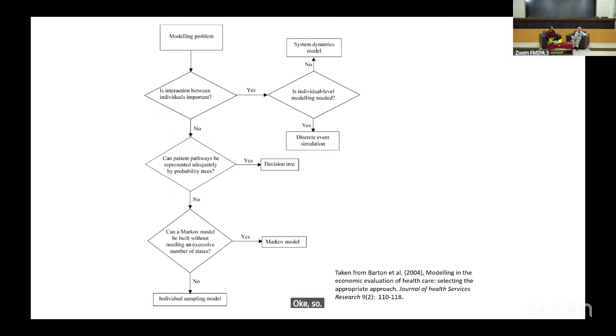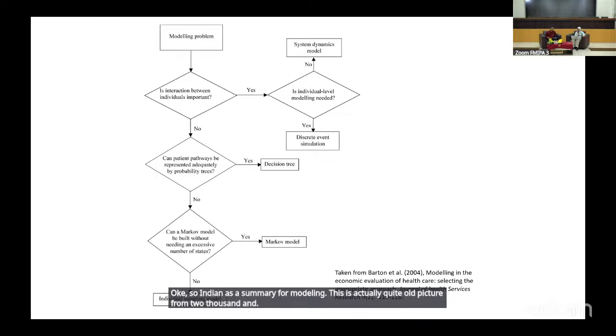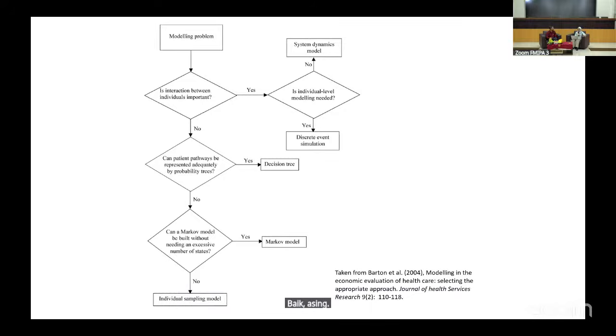Okay, so in the end, as a summary for modeling, this is actually quite an old picture from 2004. You can ask yourself what type of modeling method you can use by asking: is interaction between individuals important? Whether it's going to transmit any disease if I connect with Pahuda, talking like this, or not. If it is important, then you ask another question: is individual level modeling needed, to capture the variability? If no, then system dynamics because it's aggregated. You don't need individual level data. But if yes, then discrete event simulation.